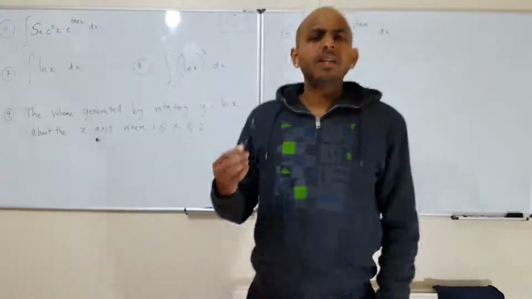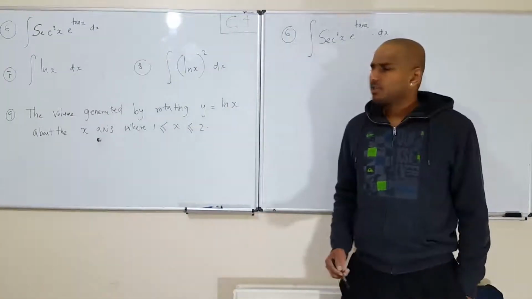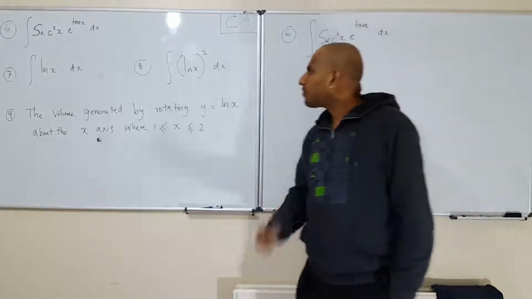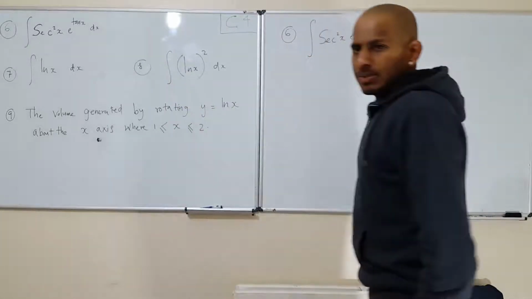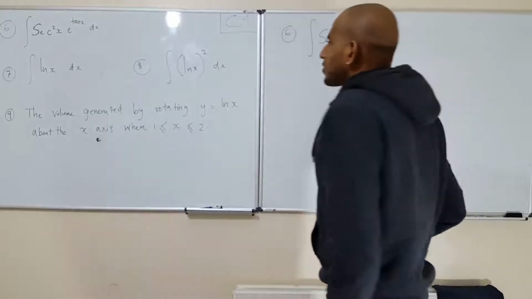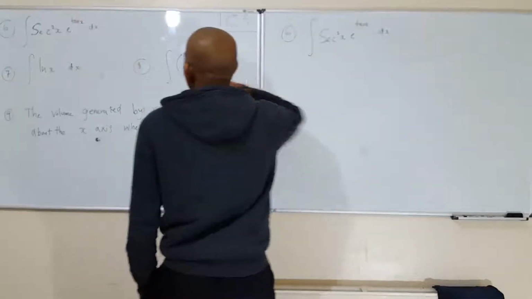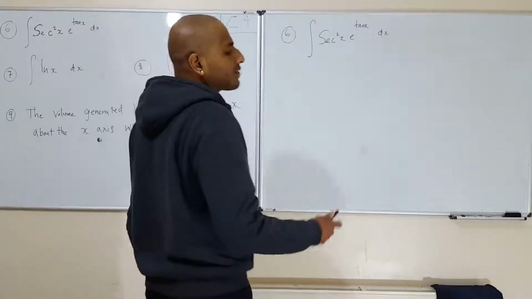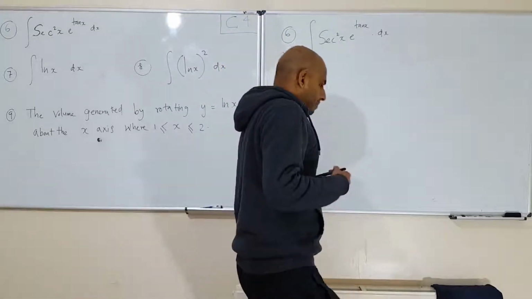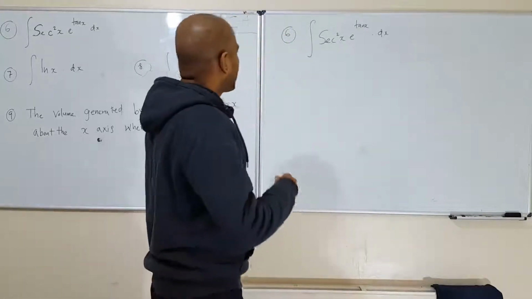Okay, so here we got the rest of the questions from the previous session. So let's start from question number 6. This is the question written here already: sec squared x e to the tan x dx. We try to integrate this. Just to remind you, this is C4 core math integration.